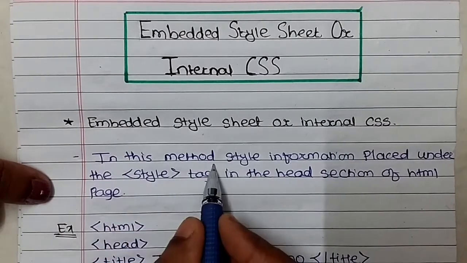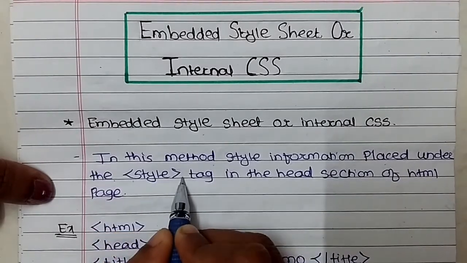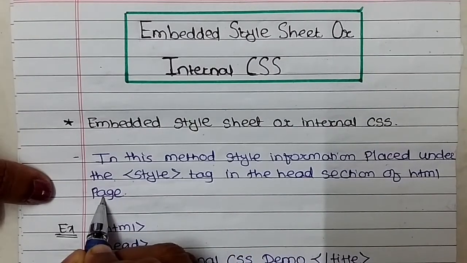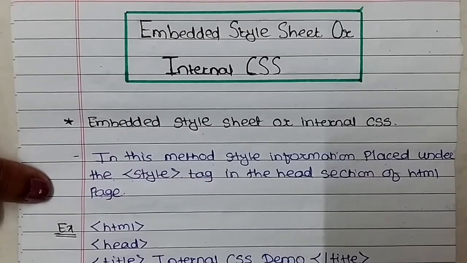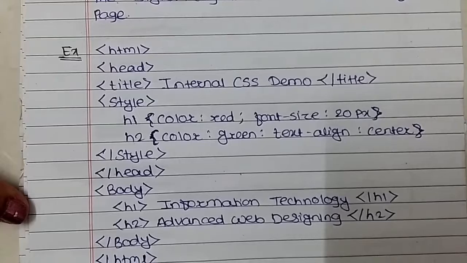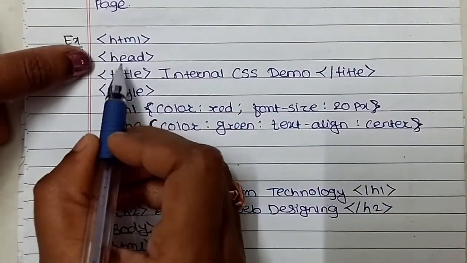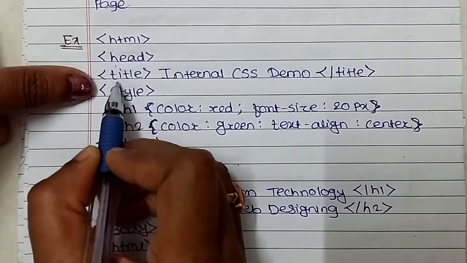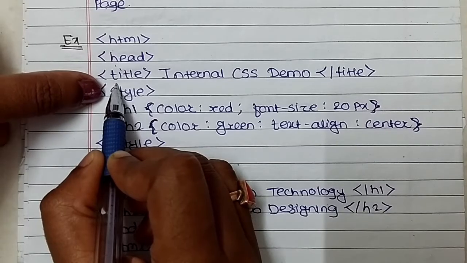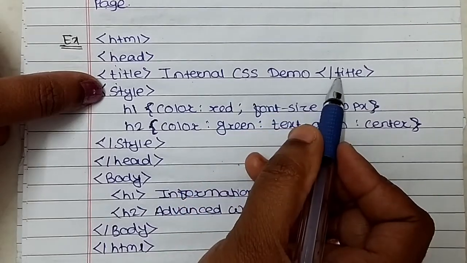In this method, the style information is placed under the style tag, and this style tag is written in the head section of the HTML page. We will understand this with the help of an example. The first tag is the HTML tag. After that we write the head tag, and in the head we give the title of the document, which is internal CSS demo, and close the title tag.